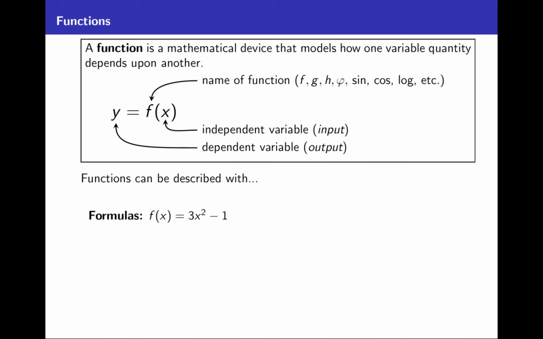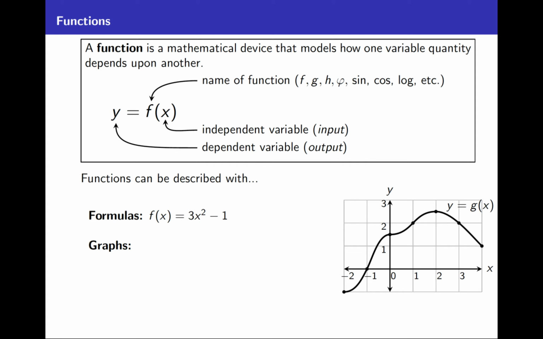There are lots of ways to describe functions. Functions can be described with, first of all, formulas. f of x might be the function 3x squared minus 1. So you plug in x, and the output is 3x squared minus 1. Another way to describe functions is with graphs. So here is the graph of a function g of x, and you can see from the graph that g of 1 is equal to 2, because if you plug in 1, you get a y value of 2. Also, g of 2 is 2.5. Plug in 2, you're at 2.5. And it looks like g of 3 is equal to 2. So you can compute function values by looking at the graph of a function.